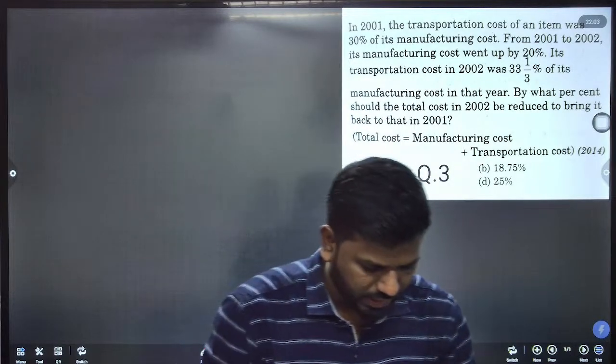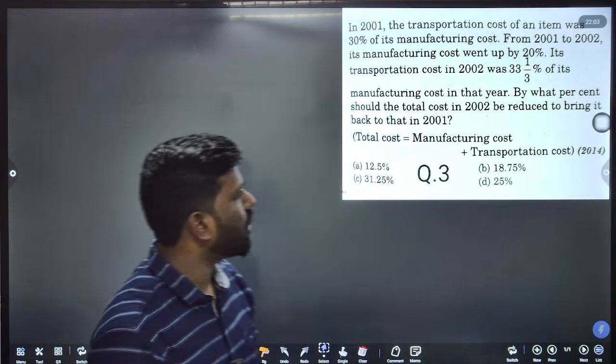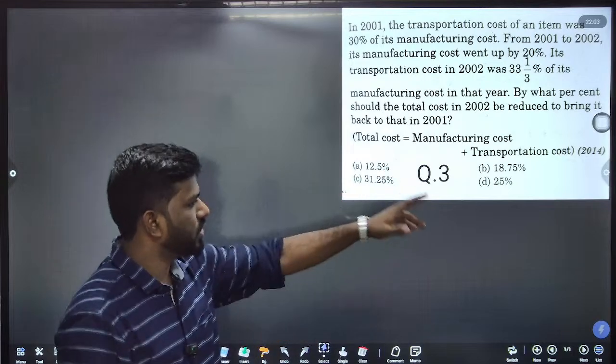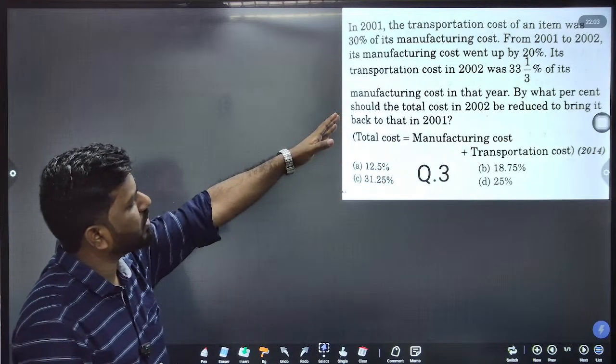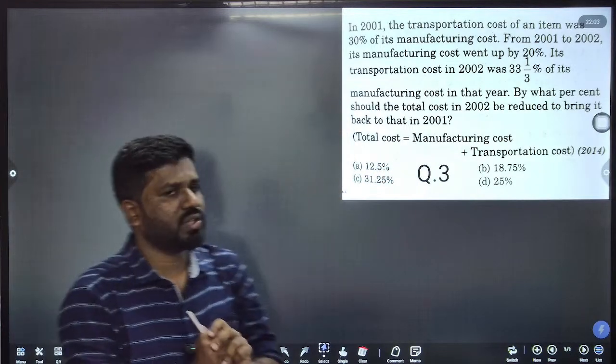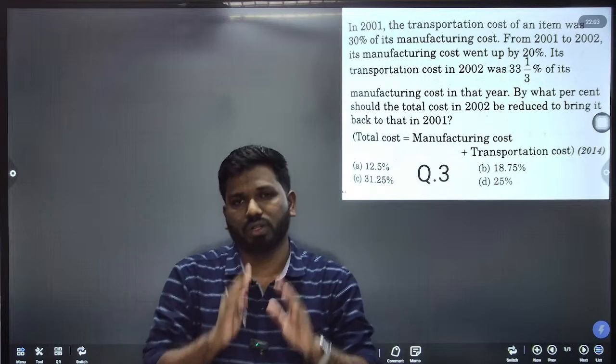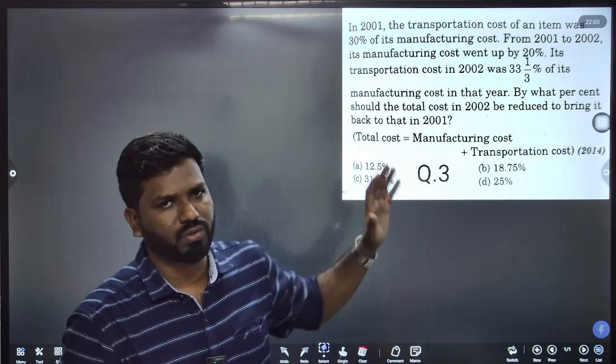So in this session, again in the live session, we are going to solve another CAT level question. This question is from CAT 2014. So the topic is percentage, I guess. I want you guys to read the question and try to solve it on your own. Anyways, I am going to solve this question.